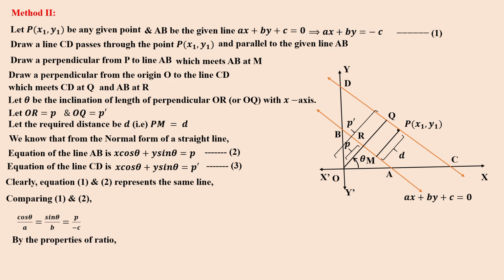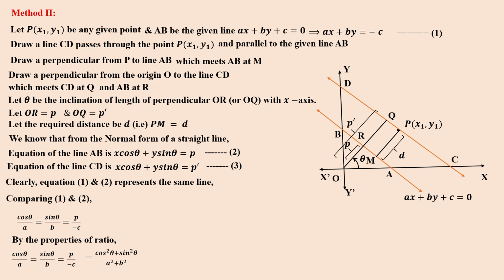So by properties of ratio, cos theta by A, which is equal to sin theta by B, which is equal to P divided by minus C, which is equal to the square root of cos square plus sin square theta by A square plus B square. So if A by B is equal to C by D, then A square plus C square divided by B square plus D square is also equal to it. This is the property. So A by B, which is equal to C by D, which is equal to A square plus C square divided by B square plus D square. We are using that property.